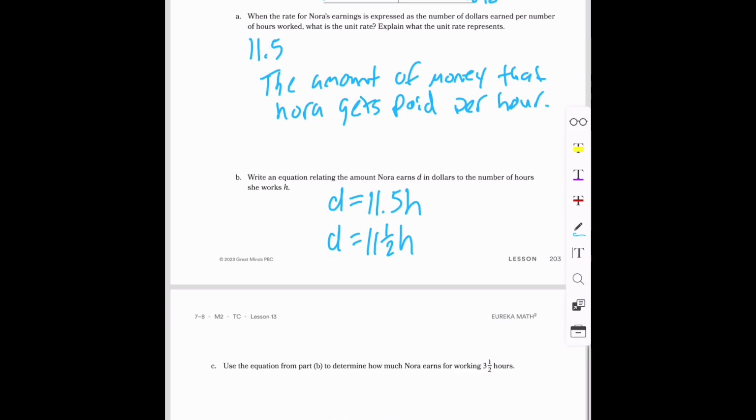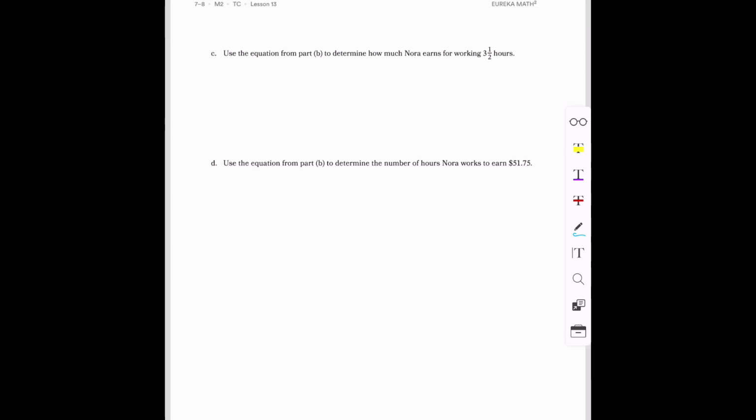All right, so now if we look at parts C and D, part C says use the equation from part B to determine how much Nora earns for working 3.5 hours. And then D says use the equation from part B once again to determine the number of hours Nora works to earn $51.75. So I want you guys to figure these two parts out on your own. I will check them when I come back to school. After you finish that, you can start on the homework.